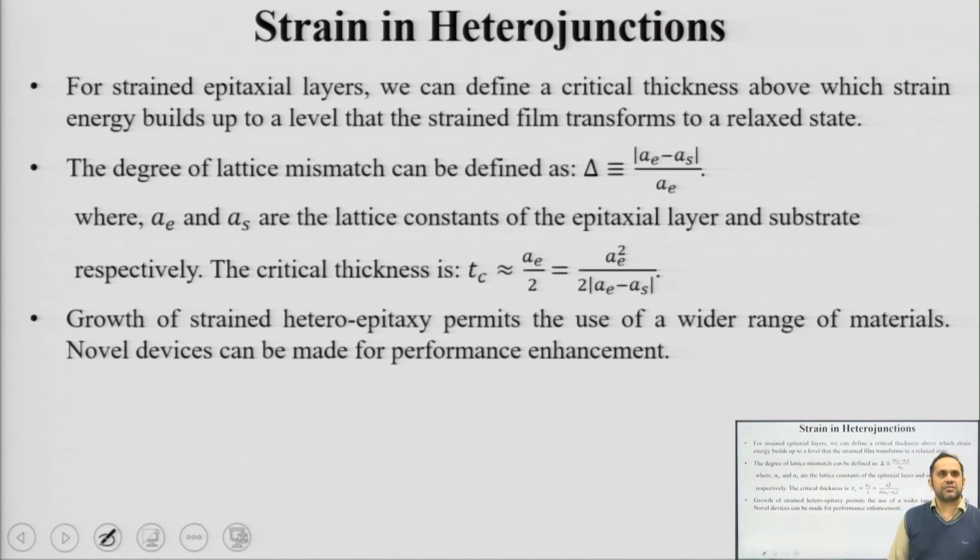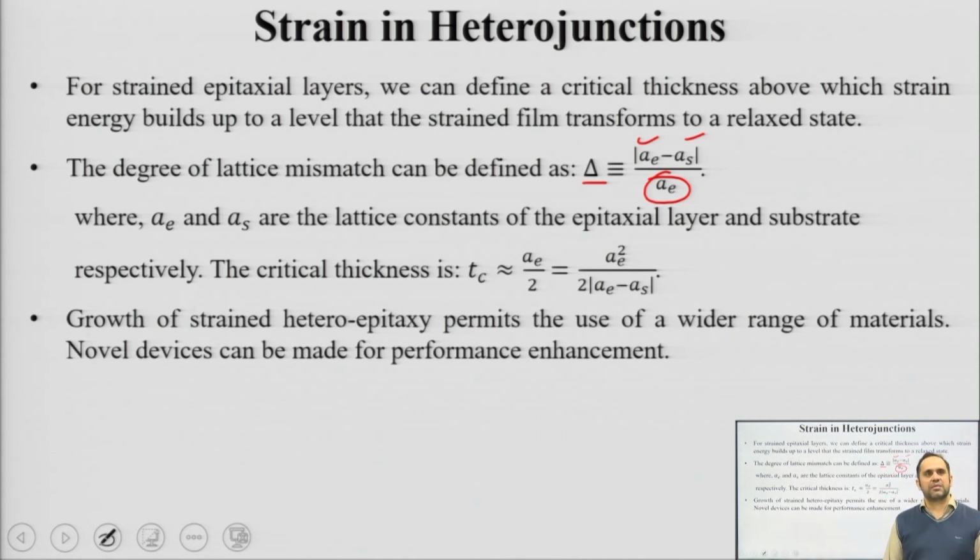So, the degree of lattice mismatch can be defined as this mismatch. You have the epitaxial layer lattice constant minus the lattice constant of the substrate, and you take the absolute value, because one might be lower than the other. You then divide by the lattice constant of the epitaxial layer. That is how you measure the amount of mismatch between the thin layer on the top and the substrate at the bottom.